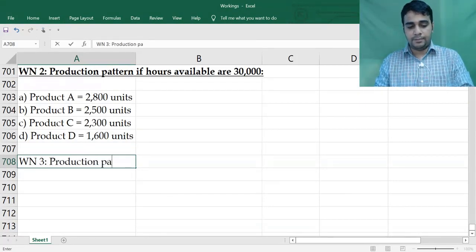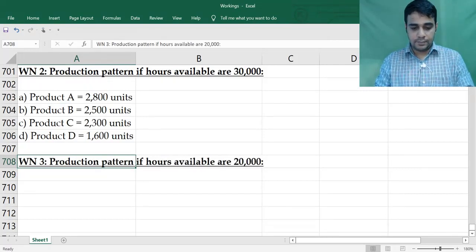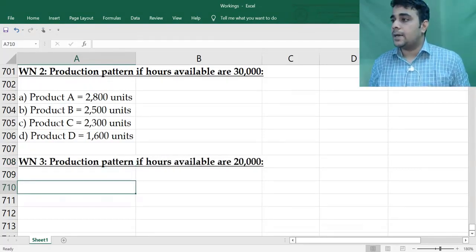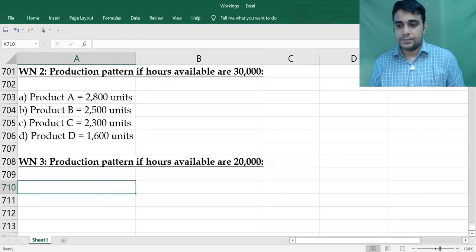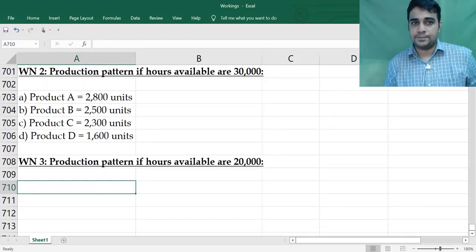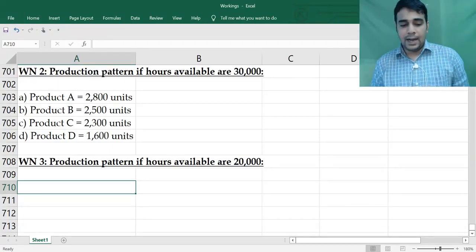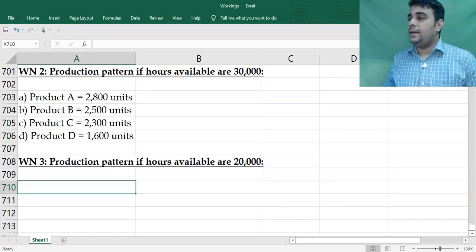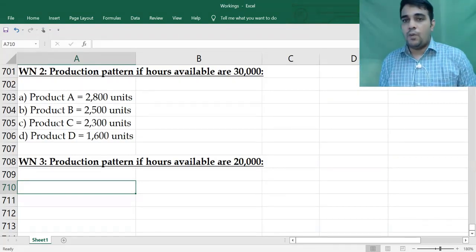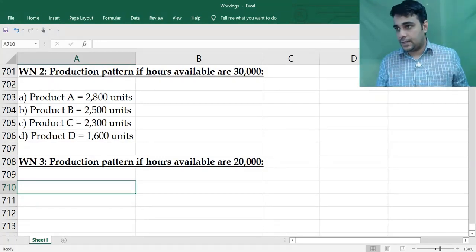Production pattern, if hours available are 20,000. Labor is a limiting factor here. I'll have to pick and choose. I cannot meet the entire demand of A, B, C and D. One product I may compromise, maybe 2 products also I may compromise. I am not sure how many products I will compromise.